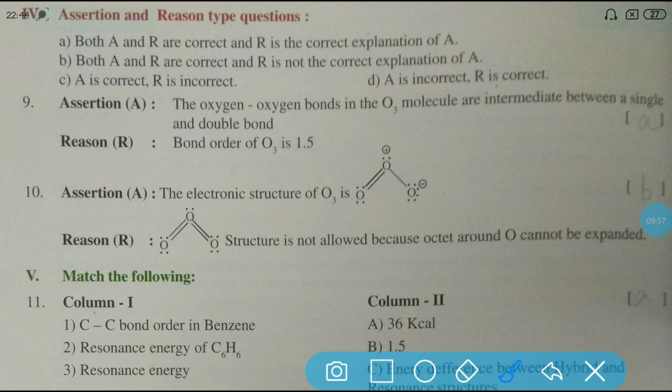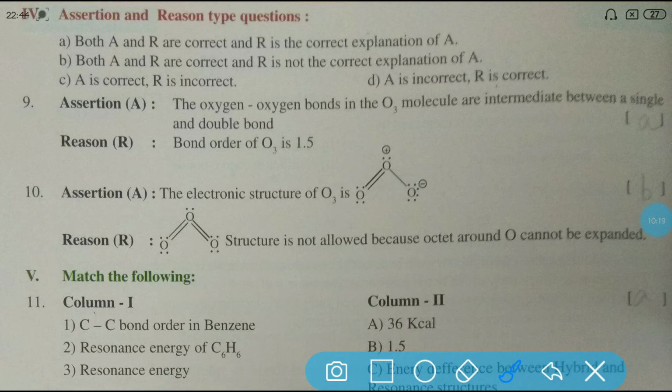Option A says that both the statements A and R are right and R is the right explanation of A. Option B says that A and R are correct and R is not the correct explanation of A. Option C says that A is correct and R is incorrect. Option D says that A is incorrect and R is correct. These options are for both the 9th and 10th questions.